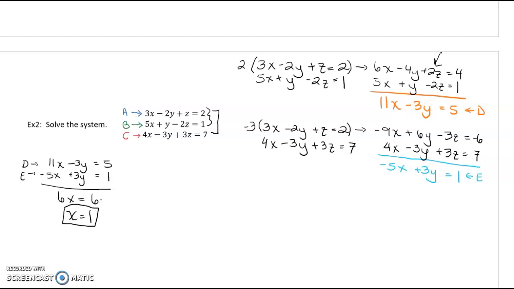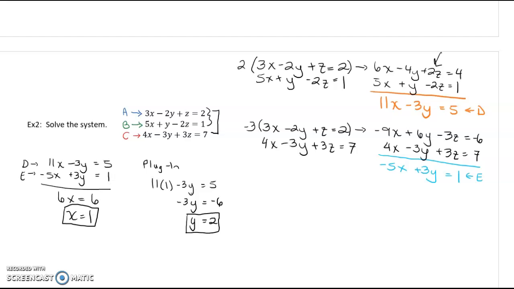Now I'm going to use that and plug it back into D or E, either one. I'm going to plug in the x I just got. Now I can't plug it in up here to my original 3 because I don't have enough information. But from D and E, I can plug back in. So I'm going to say 11 times 1 minus 3y equals 5. So negative 3y equals negative 6, which means y equals 2. So I can plug in what I just got to one of those equations, and I get y equals 2.